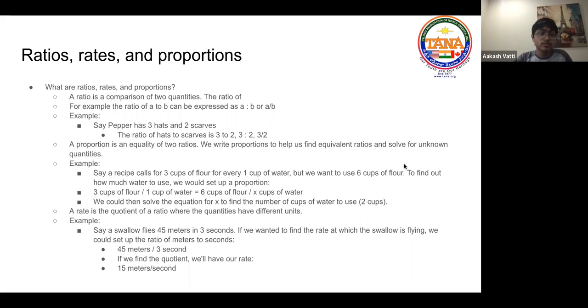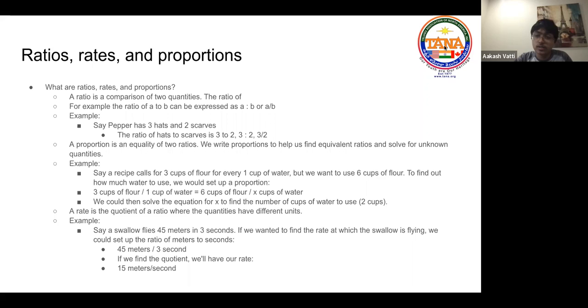So an example of a ratio. Say Pepper has 3 hats and 2 scarves. The ratio of hats to scarves is 3:2, or 3 to 2, or 3/2. A proportion is an equality of 2 ratios. We write proportions to help us find equivalent ratios and solve for unknown quantities.